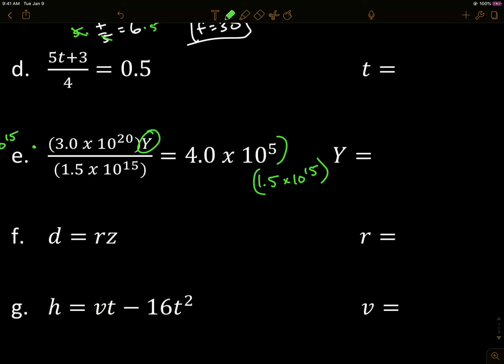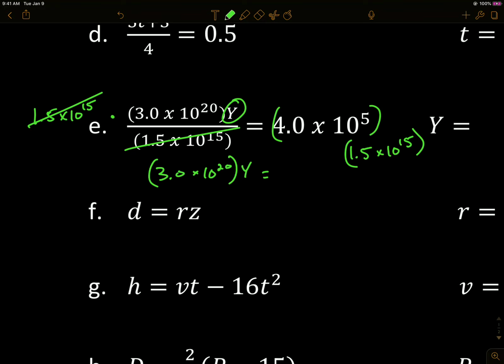So 3.0 times 10 to the 20th times y. Over here, to do our multiplication, we got 4 times 1.5, so that's 6. And then we add our exponents, 10 to the 20th.